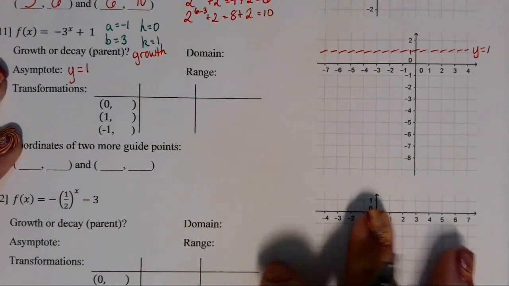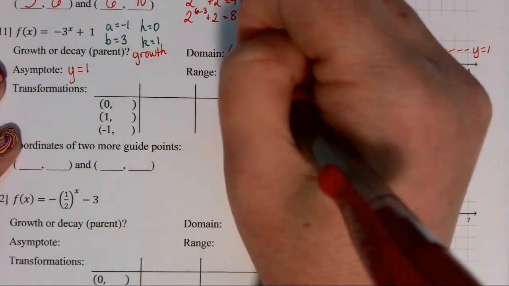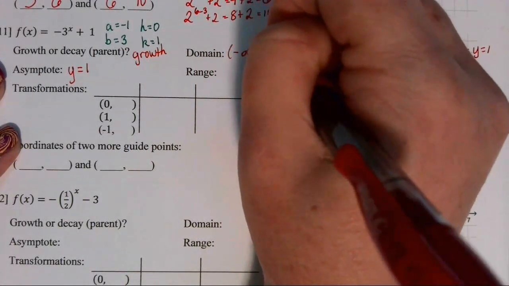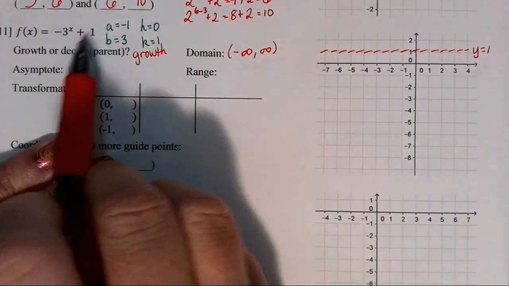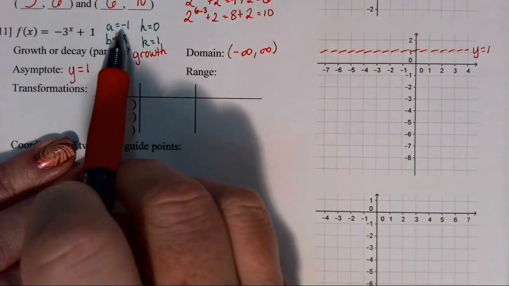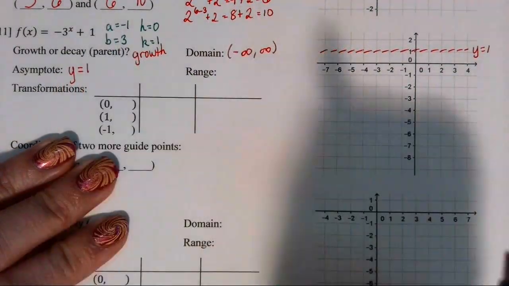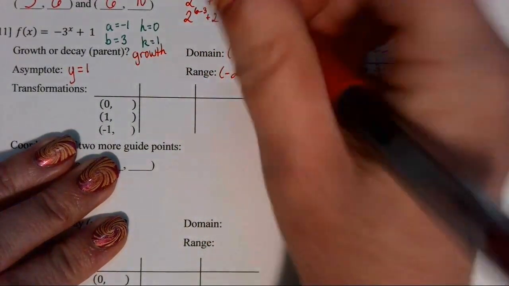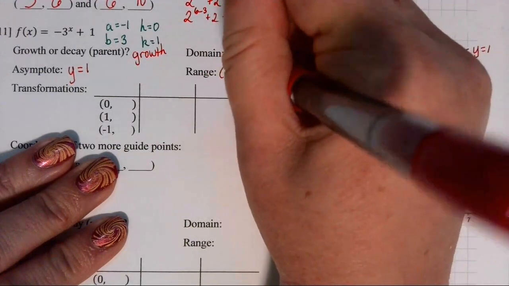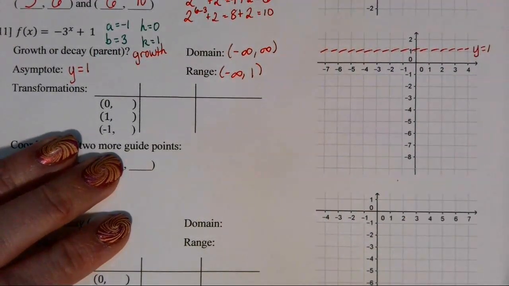Okay, then the domain of all exponential functions, not just this one, is -infinity to +infinity. And the range, because we've had a reflection in the x-axis, the a is negative. We're starting at -infinity and heading to that horizontal asymptote at +1.